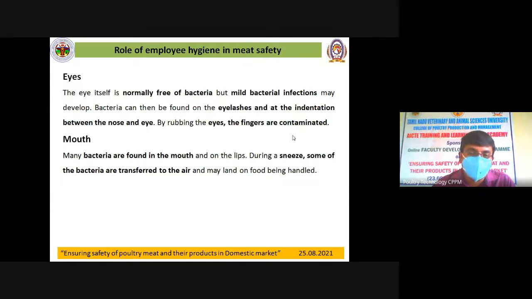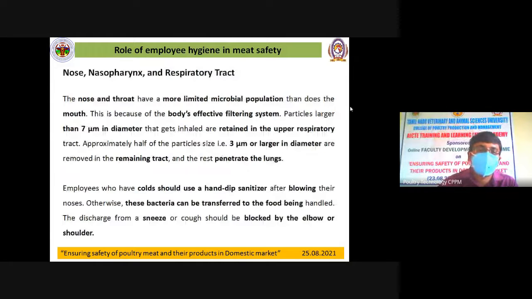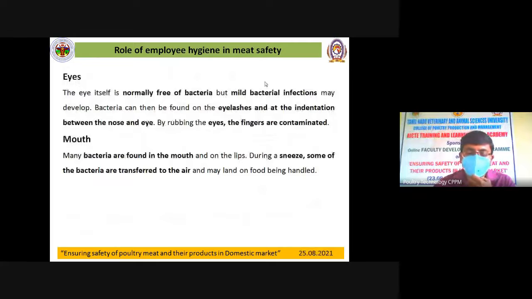And the mouth. Numerous bacteria are present in the mouth and on the lips. During sneezing and coughing, bacteria get transmitted through the air and may contaminate the food being handled by a person who has regular sneezing and coughing problems. You can avoid this by wearing a face mask, and so avoid this kind of transmission of bacteria to the food material.